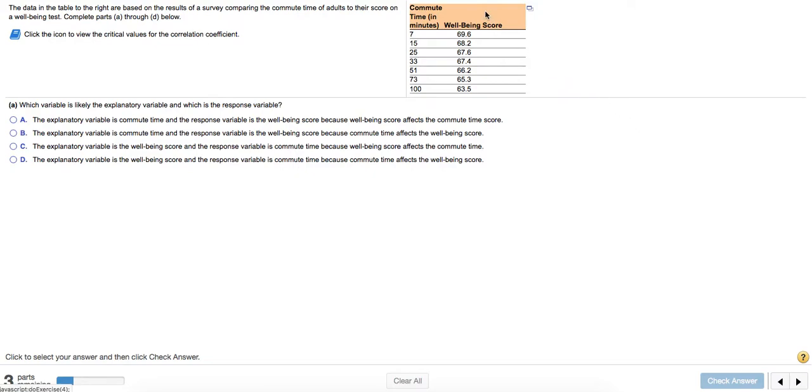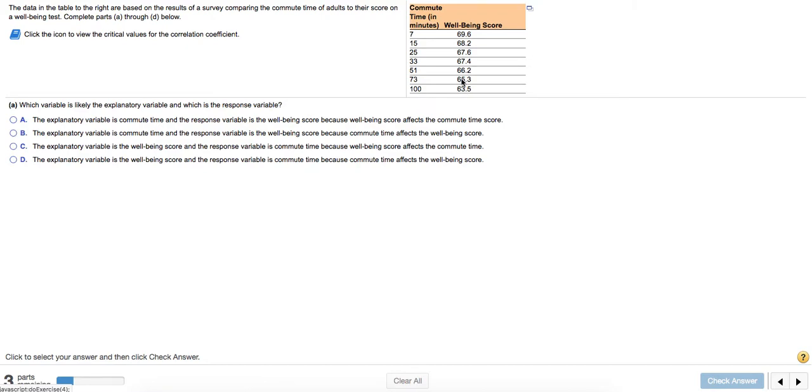For this problem, here we have some data that is relating commute time to a well-being score. And it seems as though if the commute time is increasing, that this well-being score is decreasing. And the question is, is there a linear relationship between them? So to start with, which one of these columns represents the explanatory variable and which is the response variable?